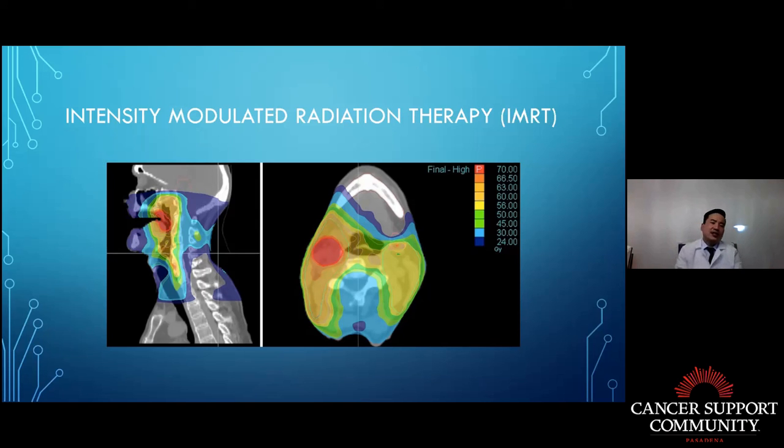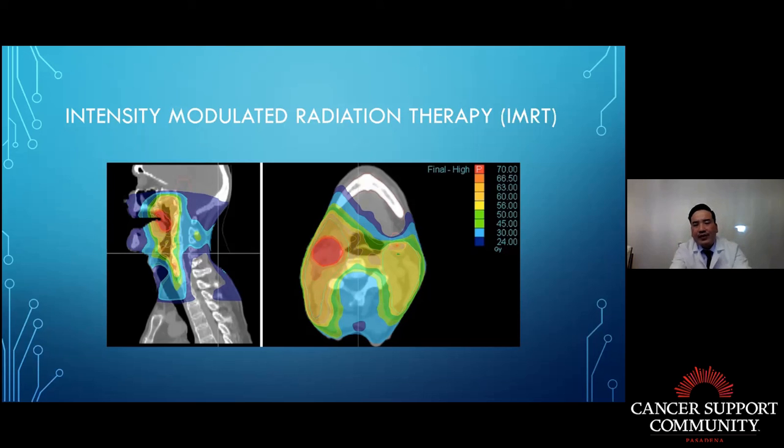If it's early stage, we can get away with radiation alone. But if it's more advanced, if it's kind of traveled to the lymph nodes, we want to have chemotherapy to help give us an extra edge to making sure the patient's cured. But usually with these HPV infections, we see very, very good local control, over 90-95%. So outcomes are generally very good.